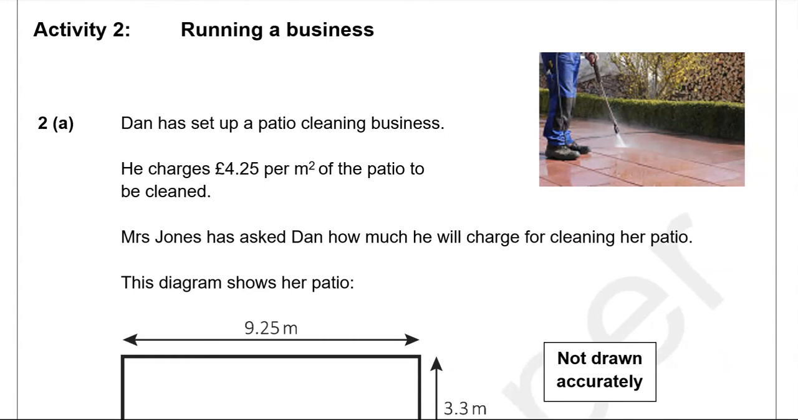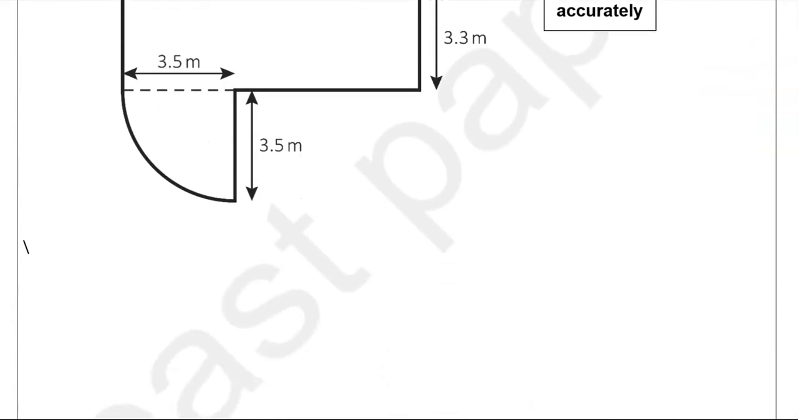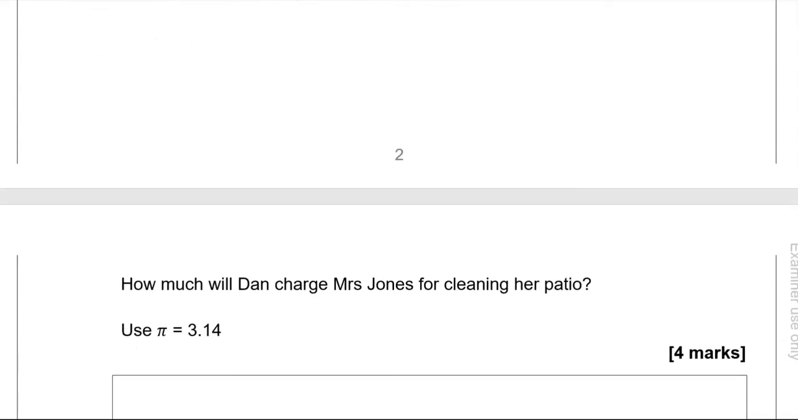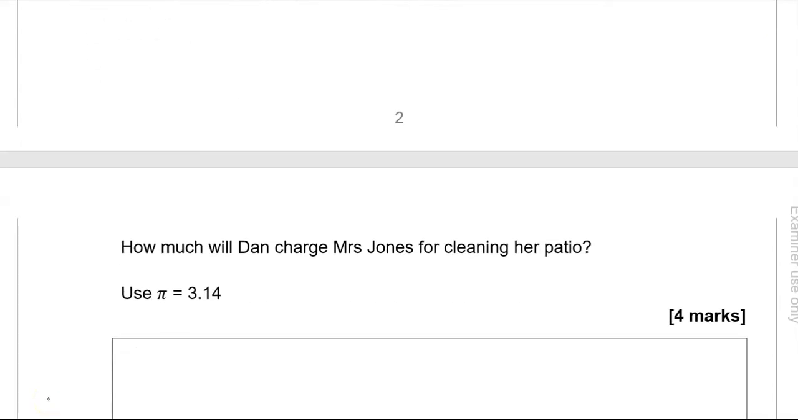Dan has set up a patio cleaning business. He charges £4.25 per square metre of the patio to be cleaned. Mrs. Jones has asked Dan how much he will charge for cleaning her patio. This diagram shows the patio. How much will Dan charge Mrs. Jones for cleaning her patio? Use pi equals 3.14.